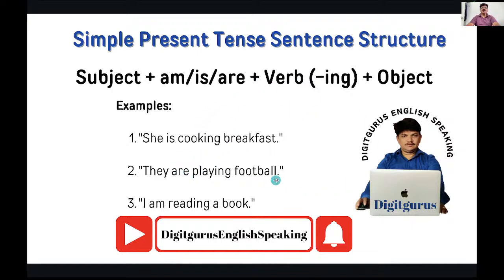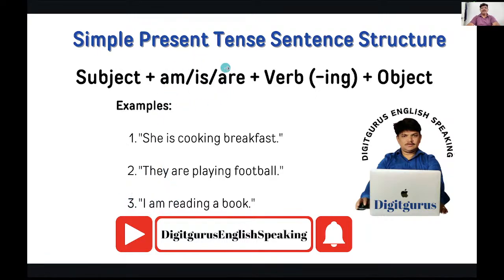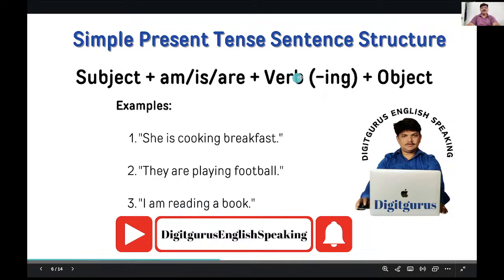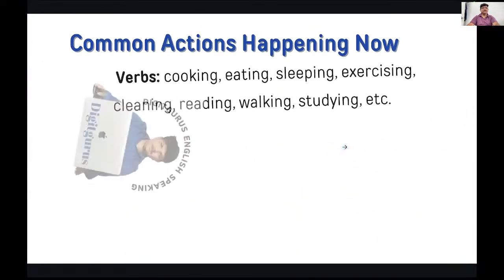And the main verb is playing: play, to play. We have used ing at the end of the verb play, then it has become playing. Football is the object. I am reading a book. Here I is the subject, am is the helping verb, reading is the verb with ing, and book is the object. So this is the structure of present continuous tense.